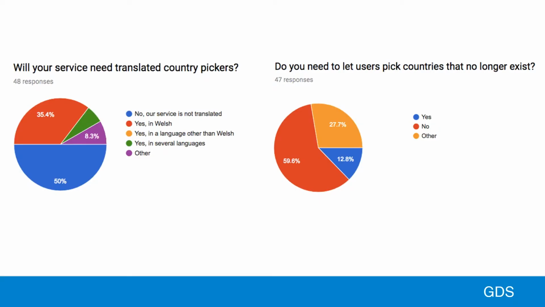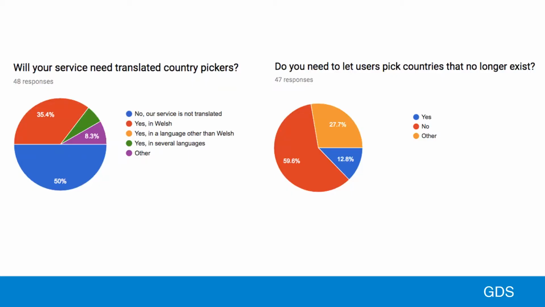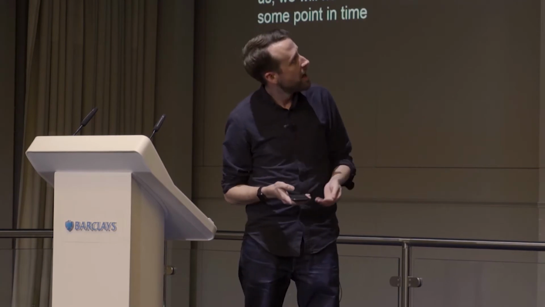One of the things we did was survey lots of government services. I don't know if you're able to read this, but here's an example of two of our questions. Will your service need translated country pickers? 50% said no, 35.4% said yes, they'll need it in Welsh, and the rest is some other languages. So that's an indication that we will need our components at some point to support some form of translation. And the other one: do you need to let users pick countries that no longer exist? This is something a commercial country picker might not need to deal with. But if we're asking a user what country they were born in, that could well be a country that is no longer in the current list of countries.